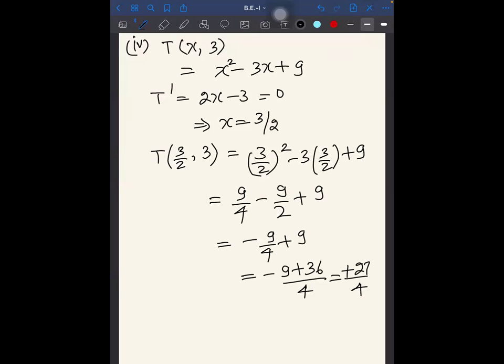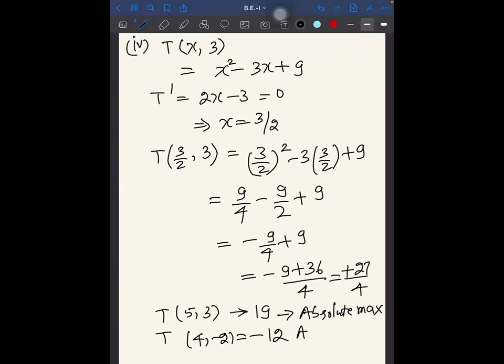Yes, sir. You with me? So you can check the points as well, but you'll come to know that your maximum value would be at 0.5 by 3, which is 19, and your absolute minima will be at 4 minus 2, that is minus 12. Okay, so this is your absolute max and this is absolute min. Got the idea?